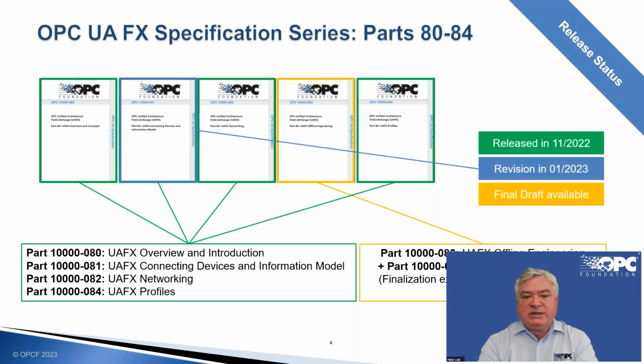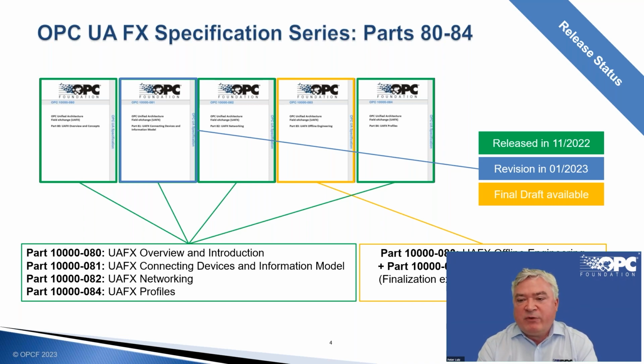So what is the current status of our initiative with regard to the specifications that we generate? You see here the front pages of the 5 specification parts that we have been working on. They are named parts 80 to 84. And you see that we have been releasing, this is the green color here, 4 out of 5 specs back in November 2022. That was a major milestone 4 years after we launched our initiative.